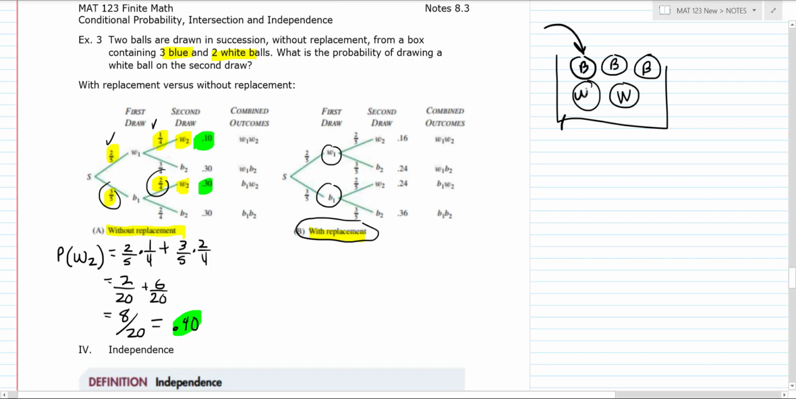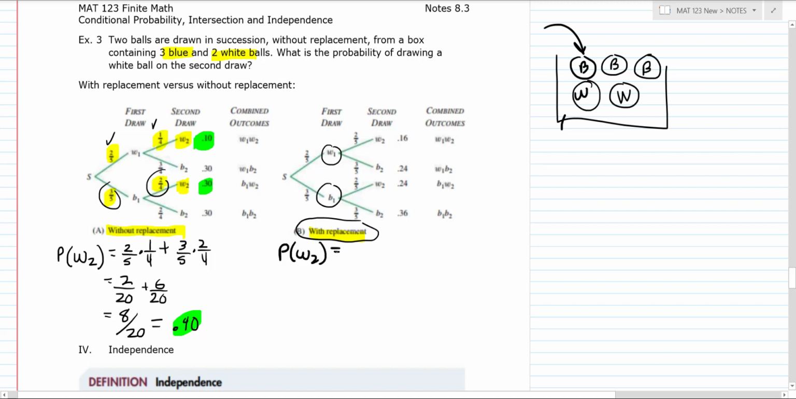So you would end up having this. The probability of white is 2/5. Probability of blue is 3/5. So see, the tree diagram on that second draw is different because of the with replacement. Now let's do the probability of getting a white on the second draw.